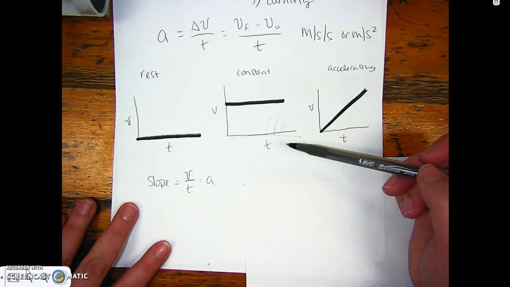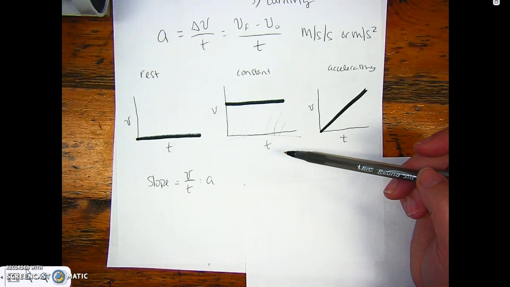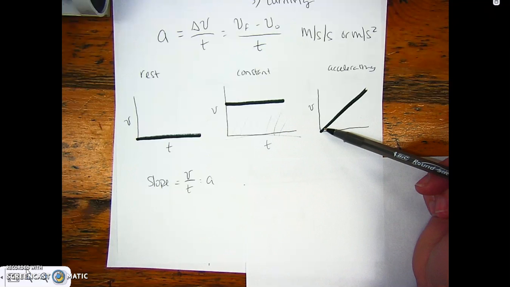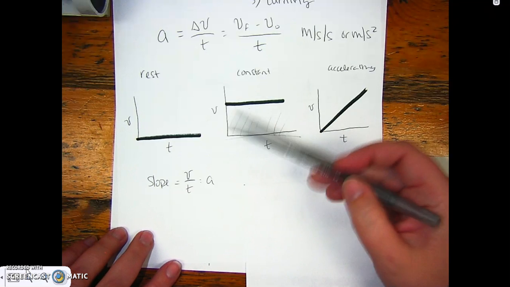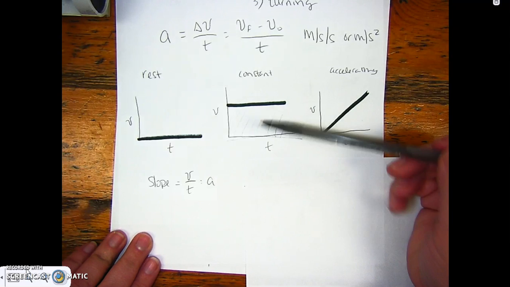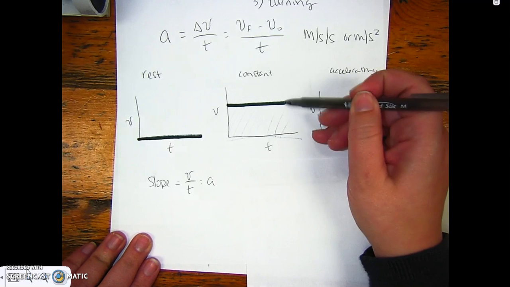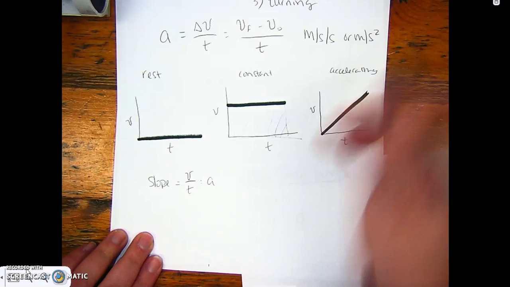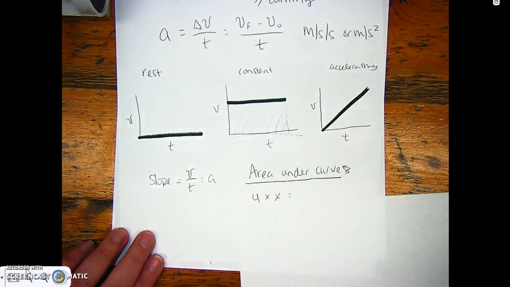So really, our curves in AP Physics 1 are going to be either rectangles or triangles, but the area under the curve for this example is going to be equal to a rectangle. In order to find this area, you're going to multiply y times x, right?